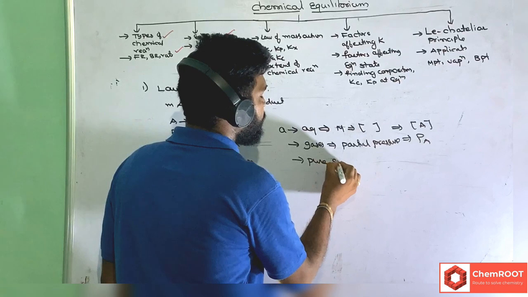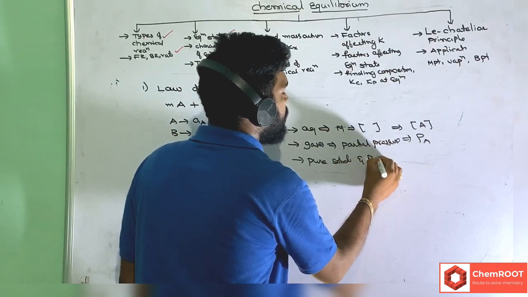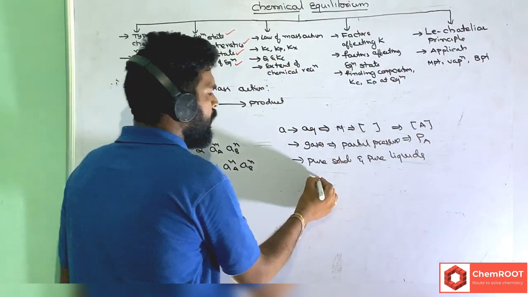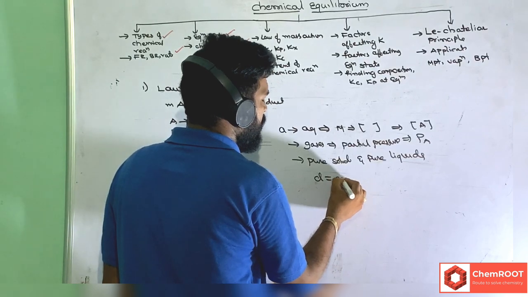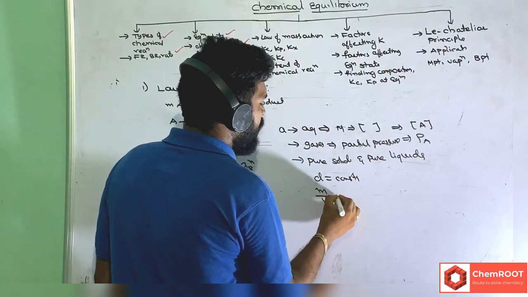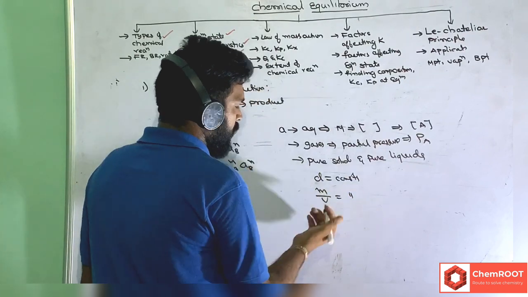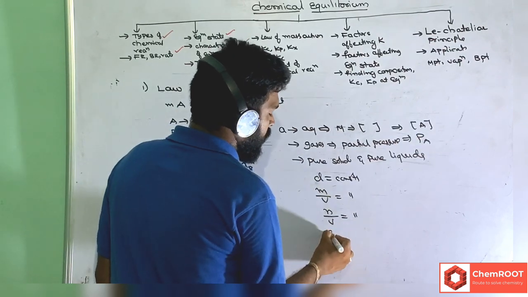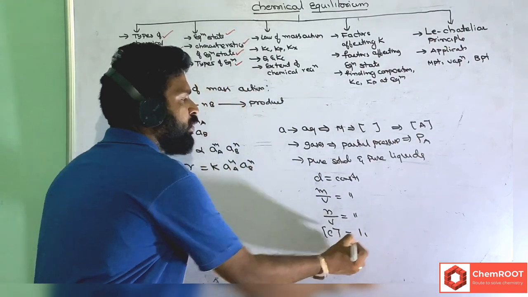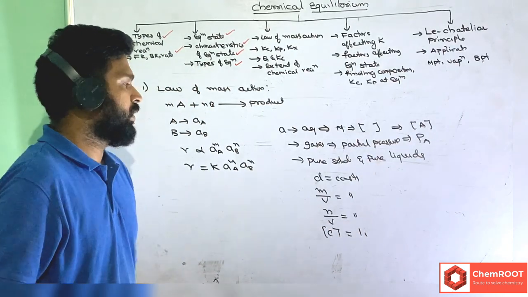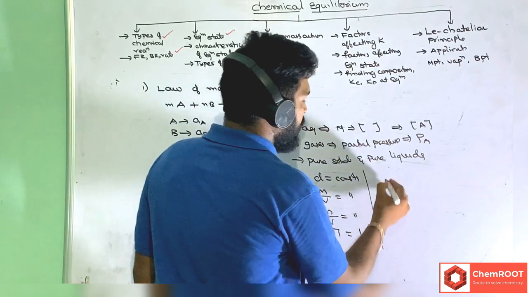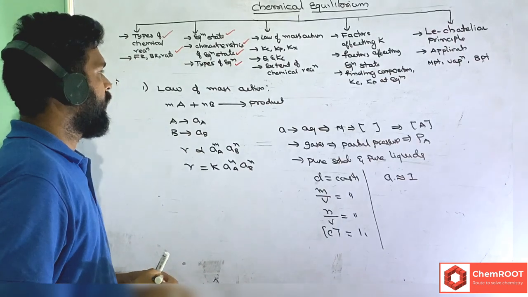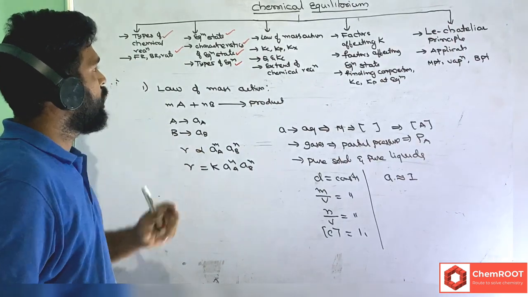Pure solids and pure liquids: when they are present, their density will be constant. Density means mass by volume is constant. If you divide both sides by molecular weight, number of moles by volume is constant, meaning the concentration remains constant. So the concentration of pure solids and pure liquids does not change with time. That's why the active mass is considered as 1 for pure solids and pure liquids. This is the law of mass action.